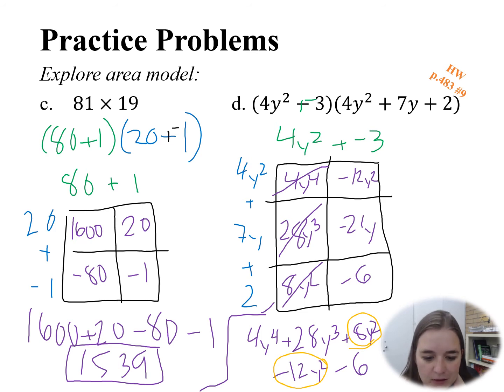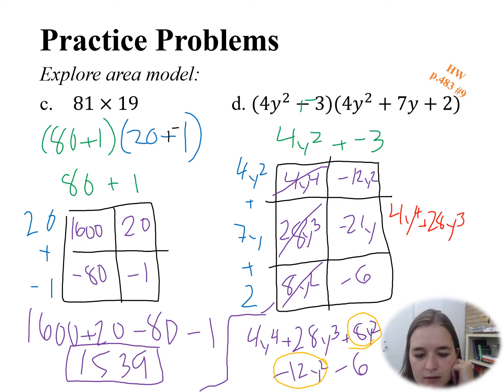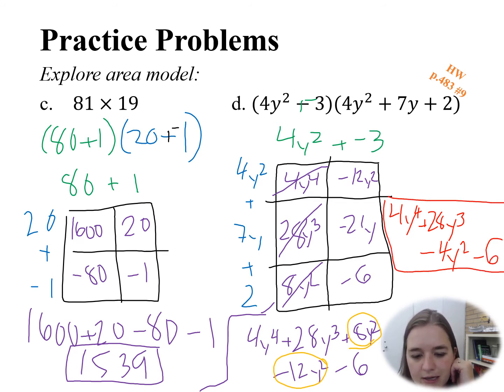So my final answer, I'll rewrite it in red. My final answer for this one here is going to be 4y to the 4th plus 28y cubed minus 4y squared minus 6. My final answer has each of those terms in it. Oh, I forgot a piece. This is why we need to go through and cross them off as we write them. I had that negative 12y. I forgot my minus 21y. Let's erase my final answer here. We'll start over.